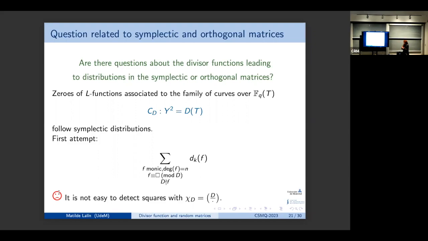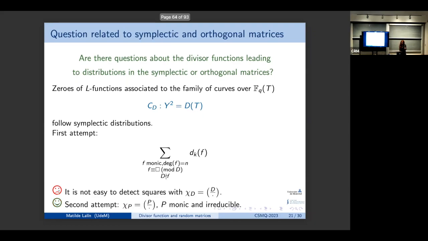But actually, it wasn't a very good thing to do because it's not easy to detect squares with the character. It's easy to detect squares when you take the character modulo a prime, but when you take a character in general, this is not the Legendre symbol anymore. So then we said, let's take a square modulo p. This works, but actually this pushed the difficulties in some other direction.